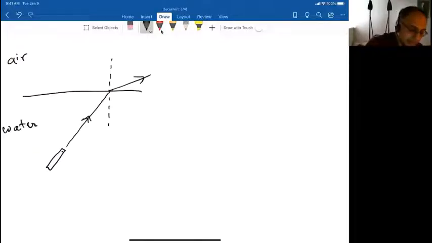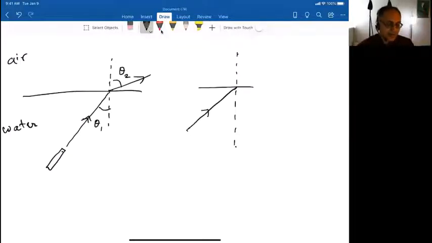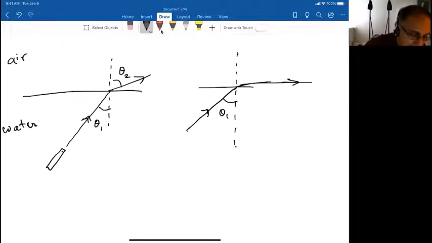Now suppose I increase the angle of incidence. This is my angle of incidence, let's call it θ1, and this is the angle of refraction, let's call it θ2. Let's increase the angle of incidence a little bit. As I keep on increasing the angle of incidence, the angle of refraction will also keep on increasing, right? So now θ1 is larger and θ2 has increased. So it's even closer.